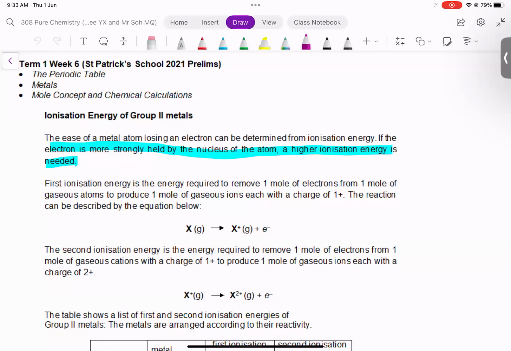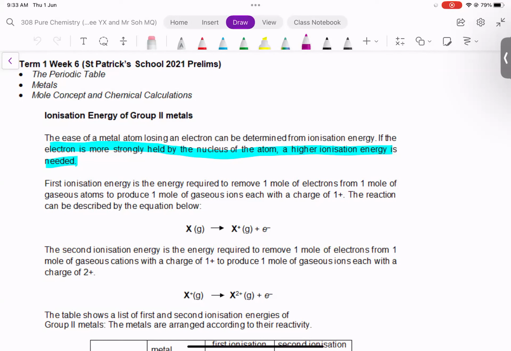Okay, good morning, everyone. So today we are back to review the Term 1 database questions, the remaining questions from week 6 till week 10. So there are 4 questions in total. So we'll start from Term 1, week 6 database question, which is from St. Patrick's School 2021 prelims. All right.